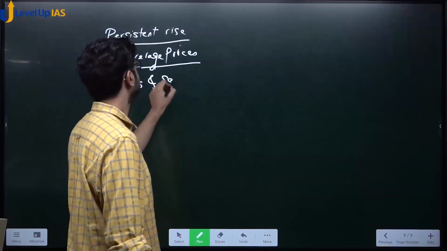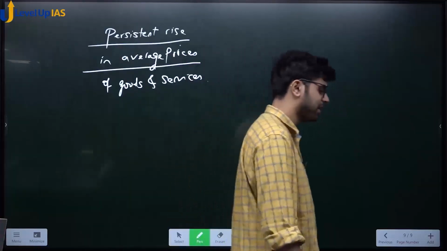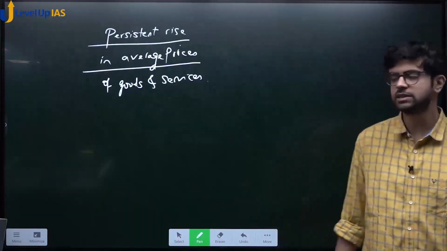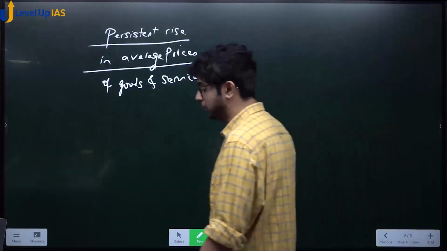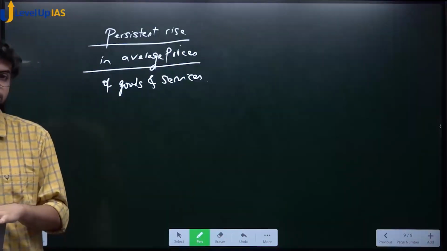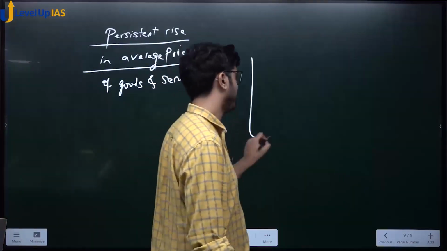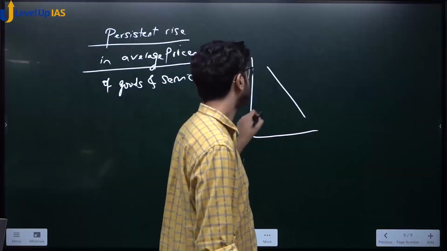Persistent rise in average prices of goods and services is called inflation. Do you agree with this? It's very simple. Persistent rise in average price of all goods and services is inflation. Now, what do you think causes inflation? Why can it happen? We come back to demand and supply. Remember demand, supply.